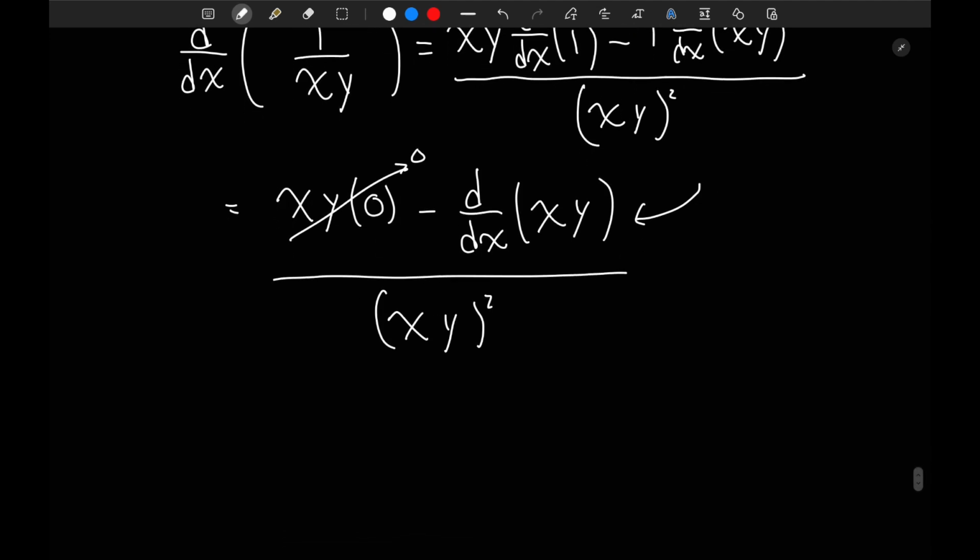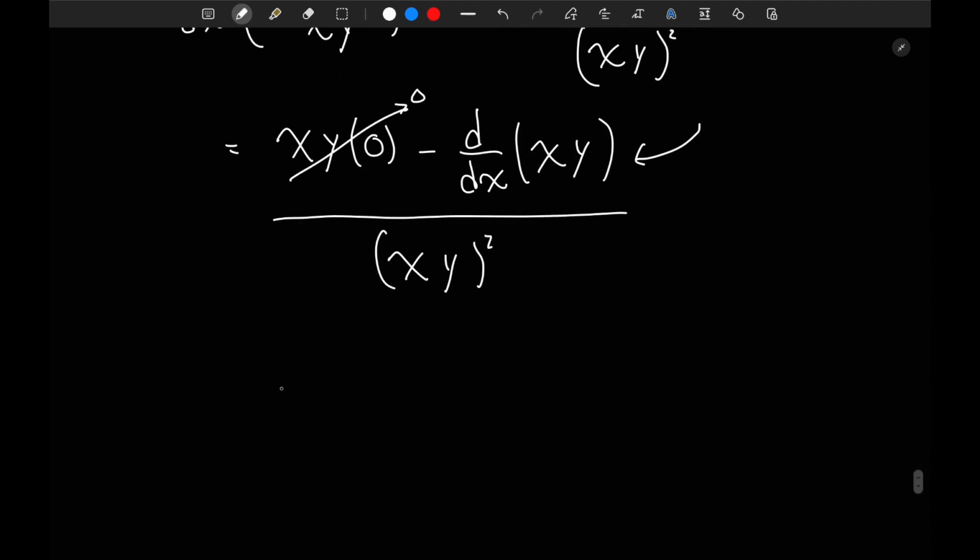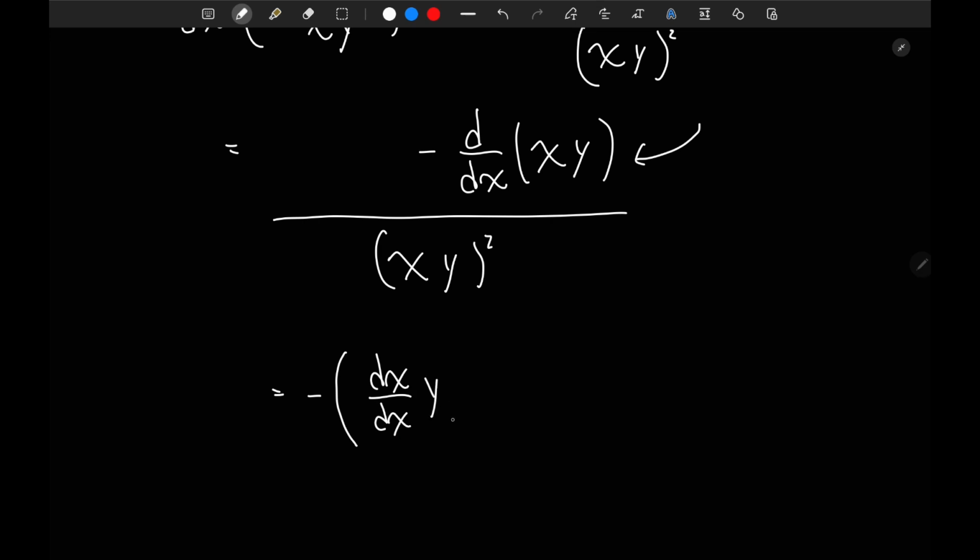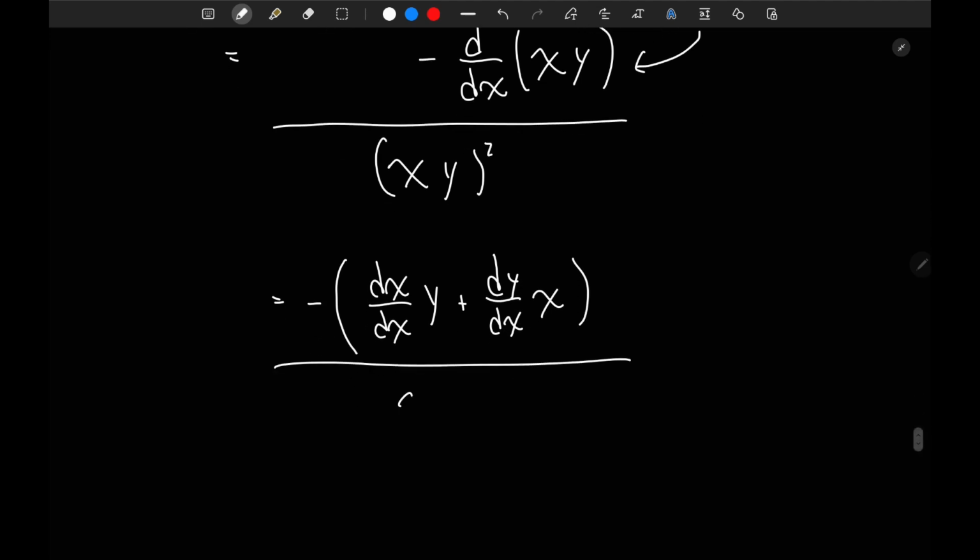And now let's just carry this through and get some extra practice with the product rule. So now, if we look at this, let's execute this here where we have minus. Let's put a bracket and just execute this derivative. So now we have the derivative of the first term, which is just going to be dx dx multiplied by the second term plus the derivative of the second term, dy by dx, multiplied by the first term. It's going to be x. And then that's all over xy all squared.